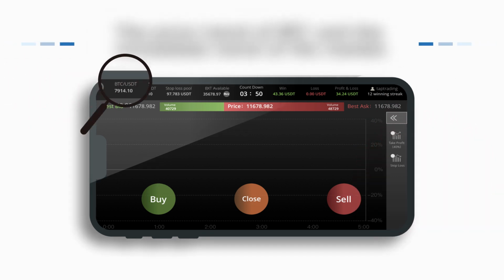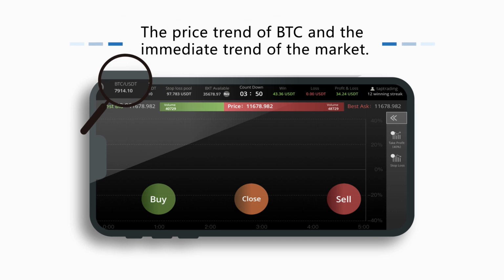First, there's the BTC price. This represents the price trend of BTC and the immediate trend of the market, so you can try and make a prediction based on this.